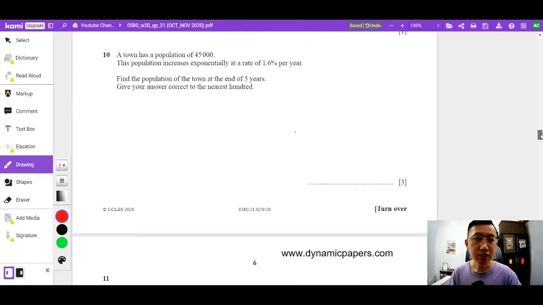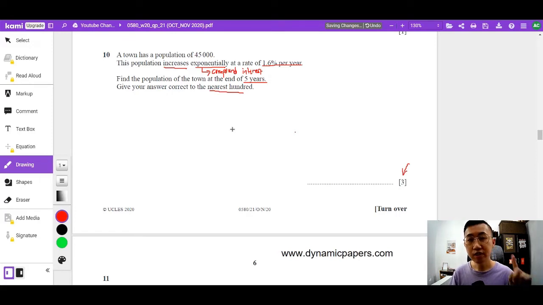Let's see question 10. A town has a population of 45,000. The population increases exponentially. That is the key word. Increases and exponentially. So the moment you see the word exponentially means compound interest formula. Straight away I knew this is compound interest at a rate of 1.6% per year. Underline: find the population of the town at the end of 5 years. Give your answer correct to the nearest 100. I see, 3 marks question.